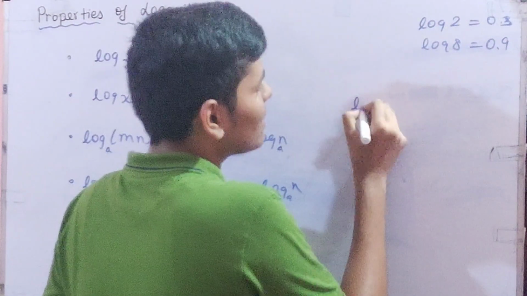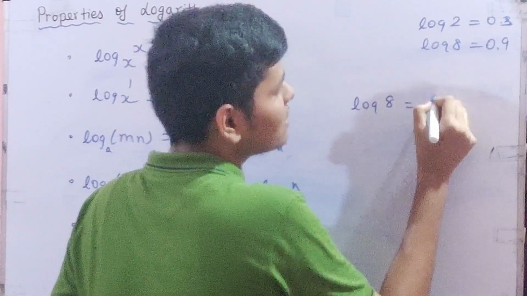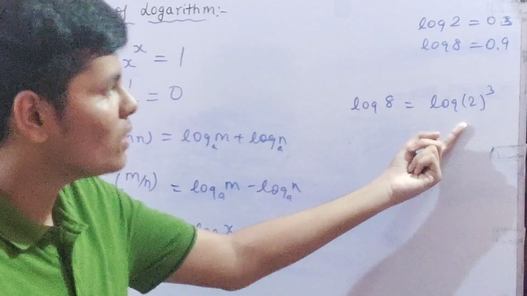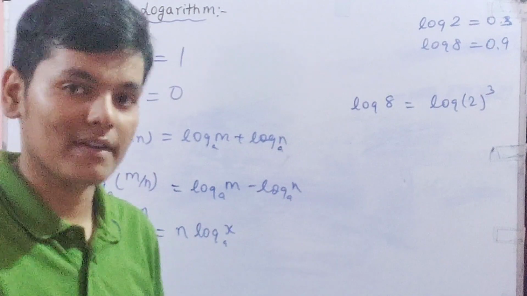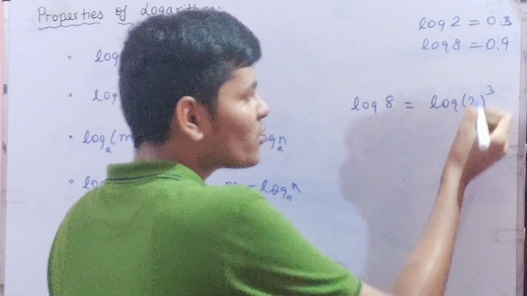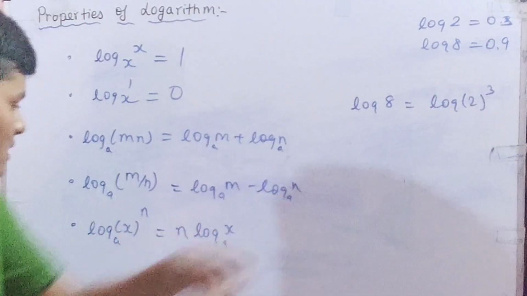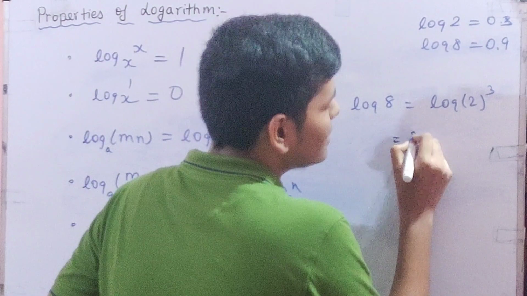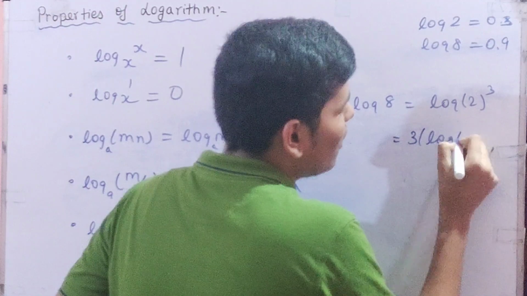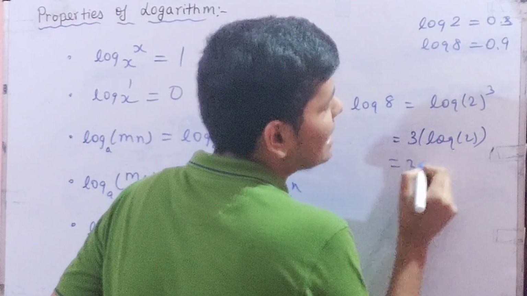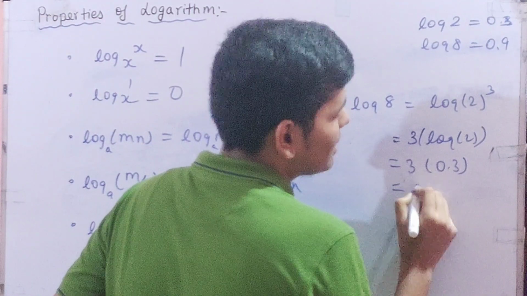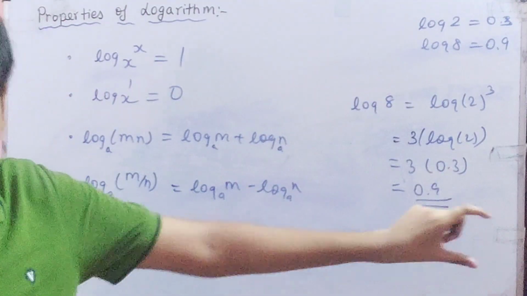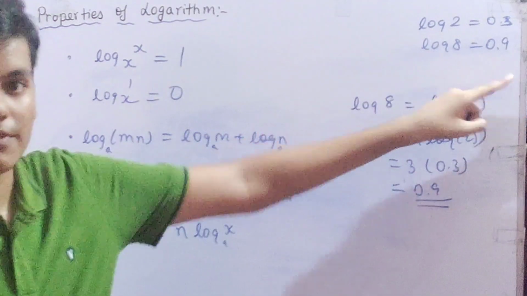So we can say that log of 8 is log of 2 cubed. We can ignore the bases because it is a common base everywhere, that is base 10. So log of 2 cubed. Now if we use this property, then we will get 3 times log of 2, that is 3 times 0.3, that is 0.9. This is the log 8 value, and this is what we actually found out.